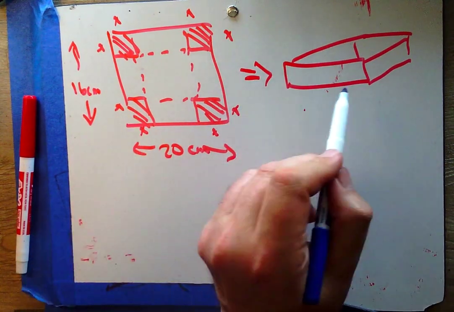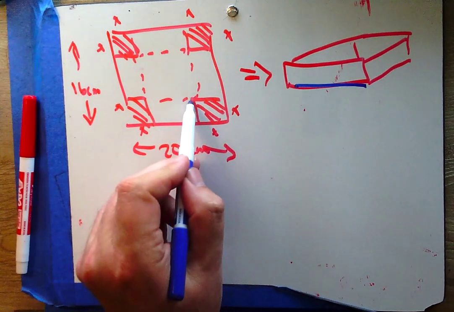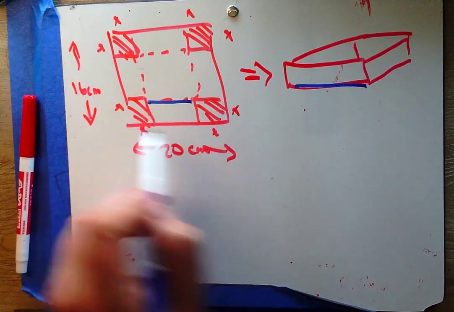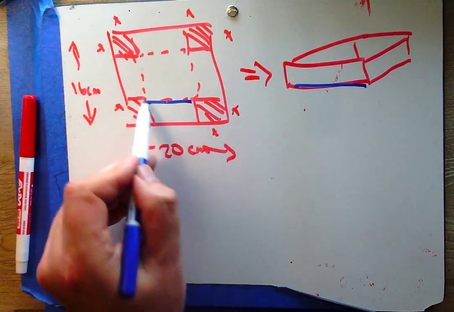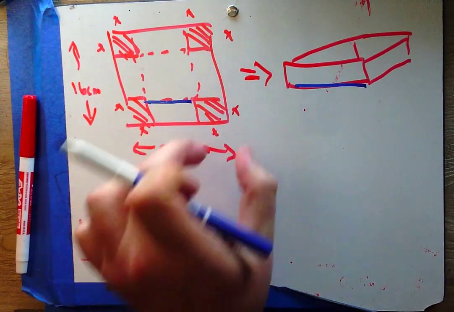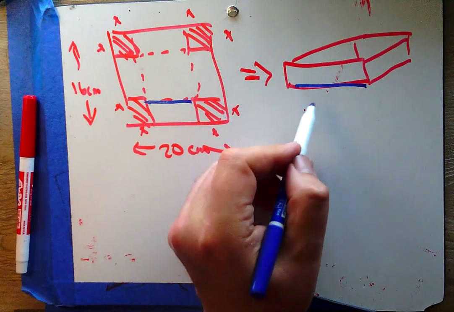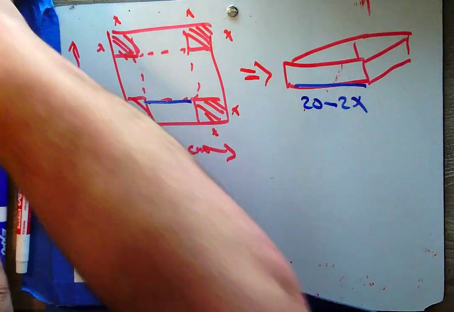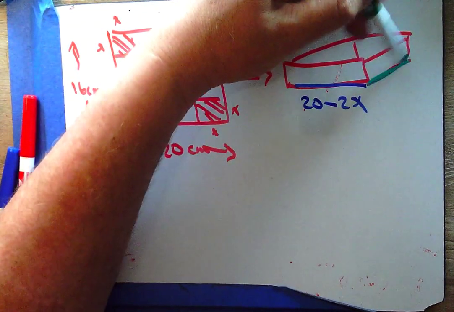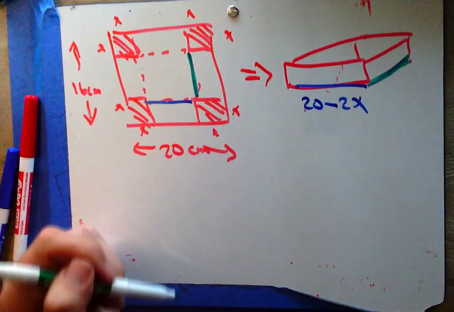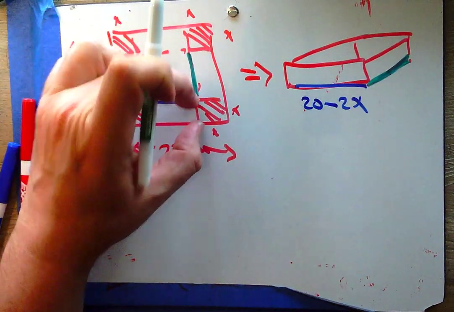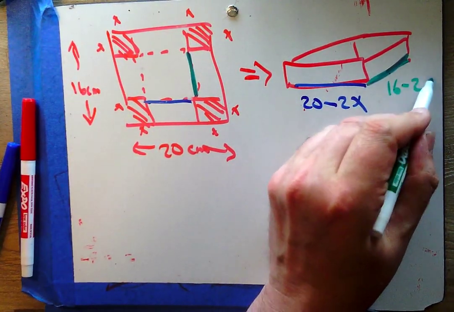Okay, so this is this. This whole piece is 20. This is x. This is x. I want this. So I'm going to take this whole thing and take these two x's away. And then this is this. So this is 16 minus 1x minus 1x, or 16 minus 2x.